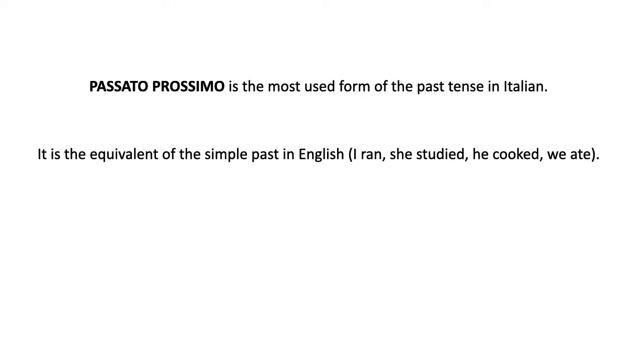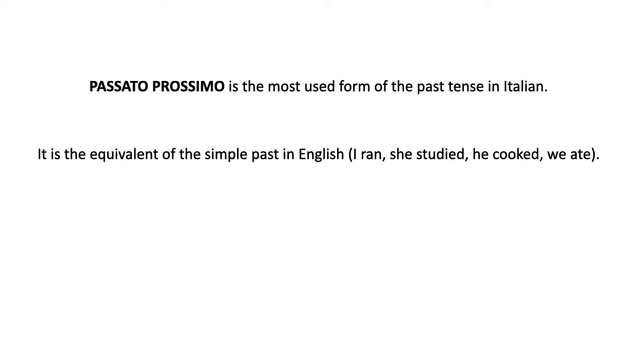The verbs there are to run, to study, to cook, to eat, right? But I'm changing the verbs, changing the conjugation to show that the action is happening in the past. So the equivalent of this, the form of the verb that is used to talk about the past in Italian, is passato prossimo, the one we learned last time and that we're going to review today.